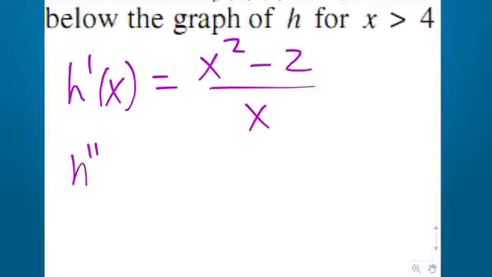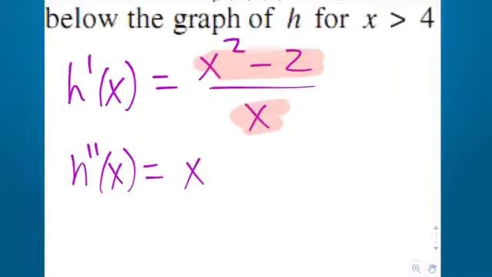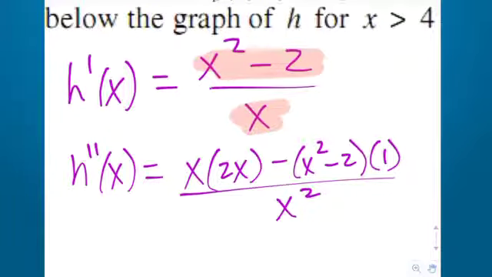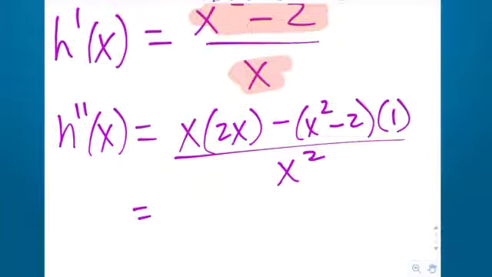Use America's favorite, Hody-High rule. It's a quotient. Hody-High, right? It's not the Heidi-Ho rule. It's the Hody-High rule. So start with a ho, end with a ho. Ho, d-high is 2x, minus high, d-ho is 1. All over ho, ho.